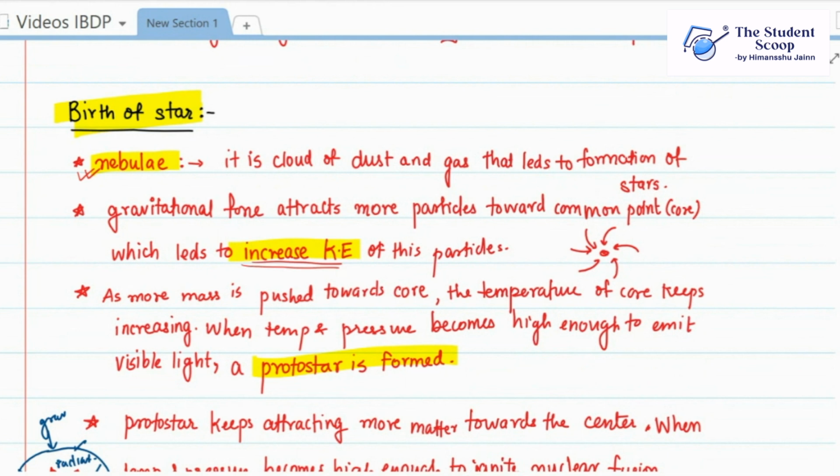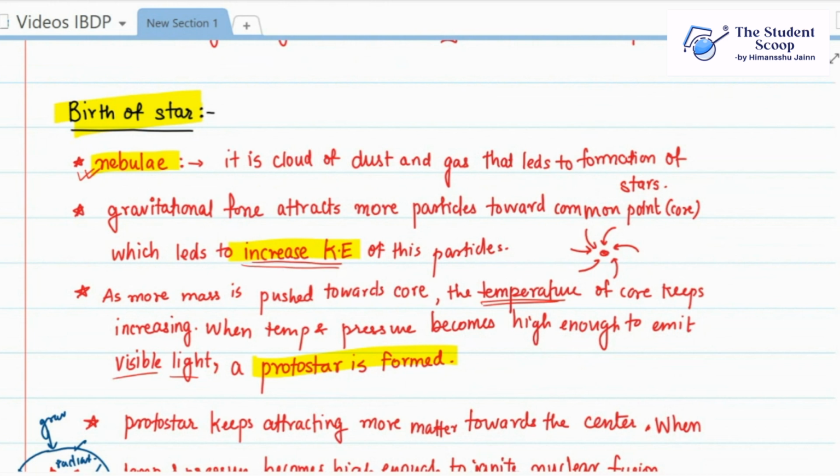Now, kinetic energy is related to the temperature of the star. So, if the temperature of the core becomes high enough that it can emit visible light, then a protostar is formed. A protostar is like a very beginning stage of a star where the temperatures and the pressures are high enough that it can release some amount of visible light that we can see. So in a nebula, there are a lot of nebulae in the sky. You will find that there are a lot of shining, newly born stars which are called protostars.